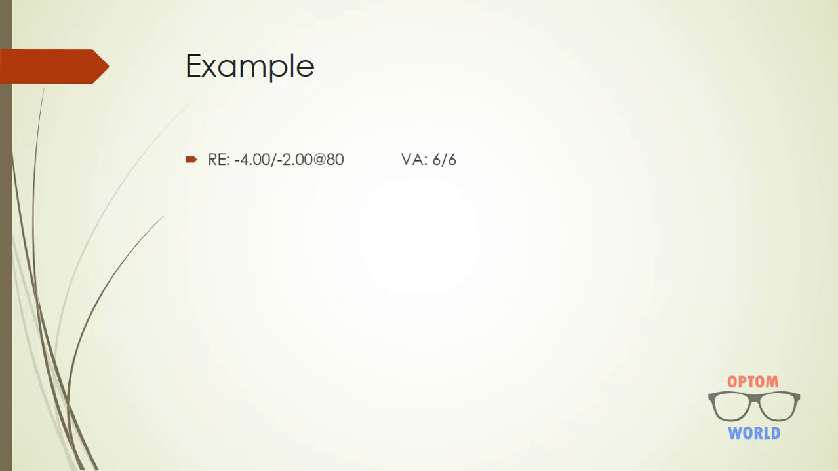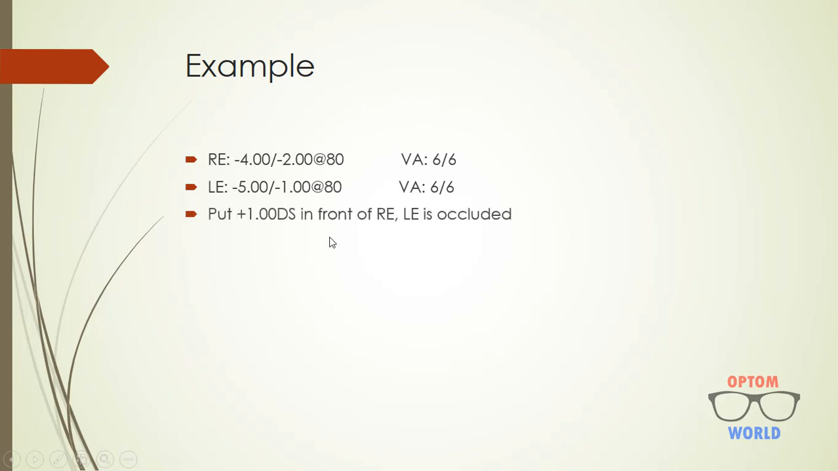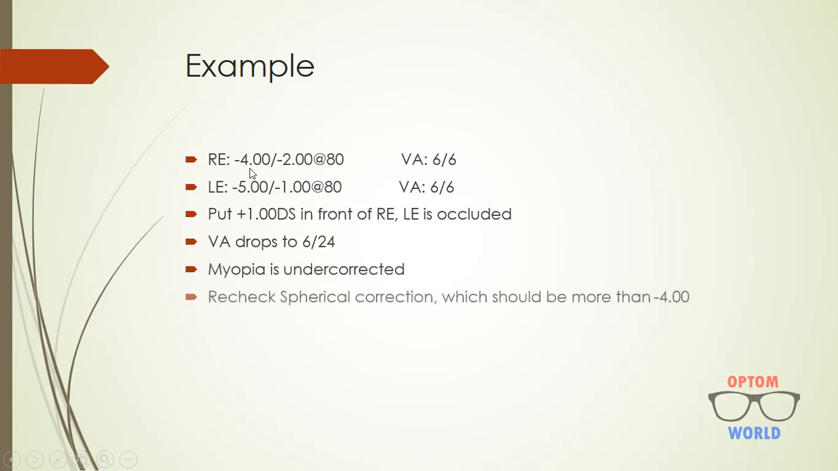Example number 2: we have a patient who has a prescription in the right eye of -4 with -2 at 80, and in the left eye -5 with -1 cylinder at 80 axis, and visual acuity in both eyes is 6/6. Again put a +1 diopter lens in front of the right eye, with the left eye occluded, and visual acuity drops to 6/24. So it means that in the right eye myopia is undercorrected. Again recheck the spherical correction, which should be more than -4.